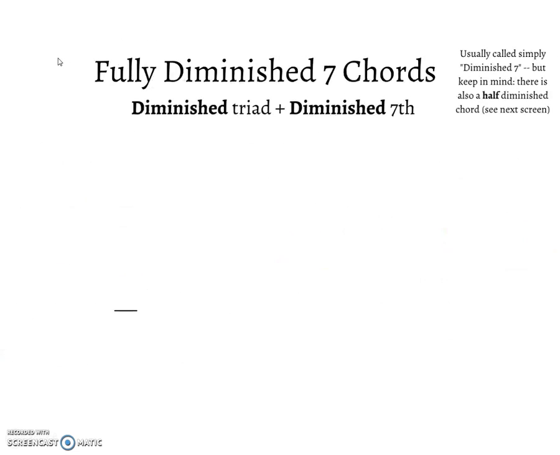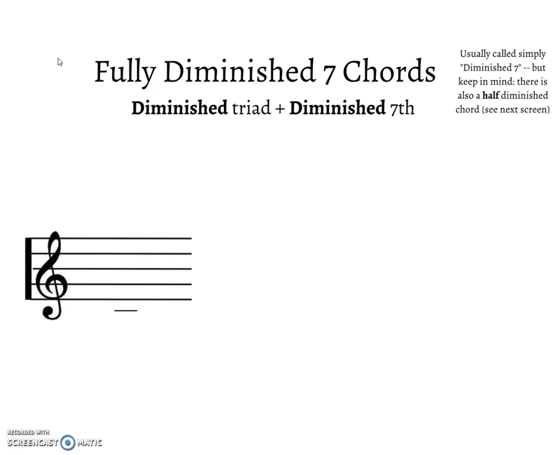Fully diminished 7 chords. We normally just call these diminished 7s, but there is such a thing as a half diminished 7th chord, which is the next one we're going to look at. So let's just look at one of these. Okay, fully diminished 7 chord is a diminished triad and a diminished 7th. I have not taught you about diminished 7ths, but I'm going to teach you about them in just a moment here. This is what the chord sounds like.